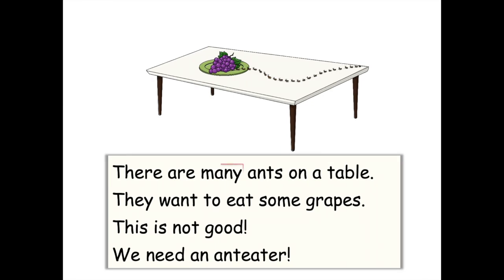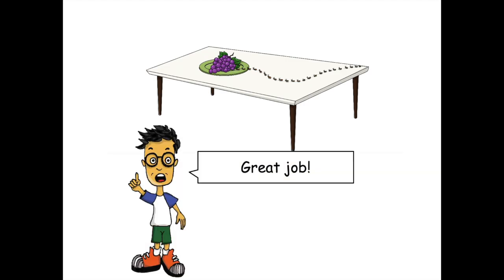Let's hunt for quantifiers. Many ants on a table. They want to eat some grapes. And then we know that there's only one anteater because we see the word an. So we know many ants, only one table, and some grapes. Great job!